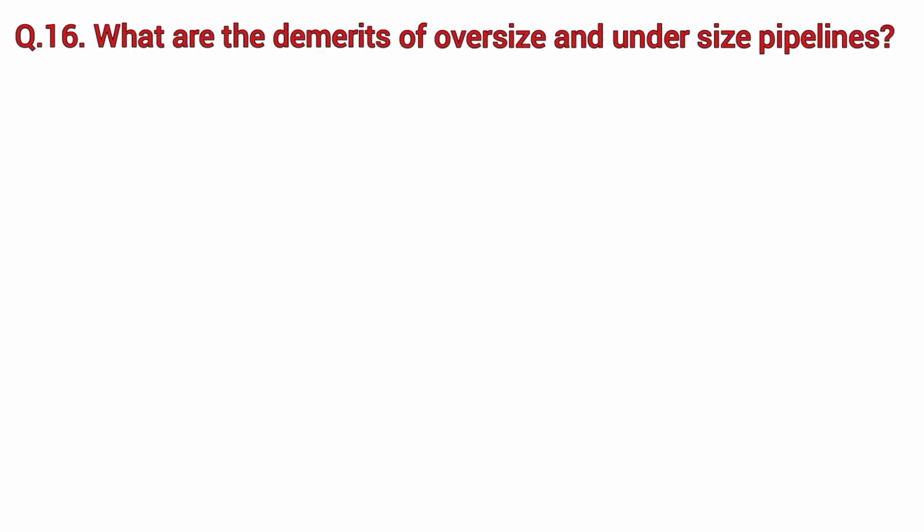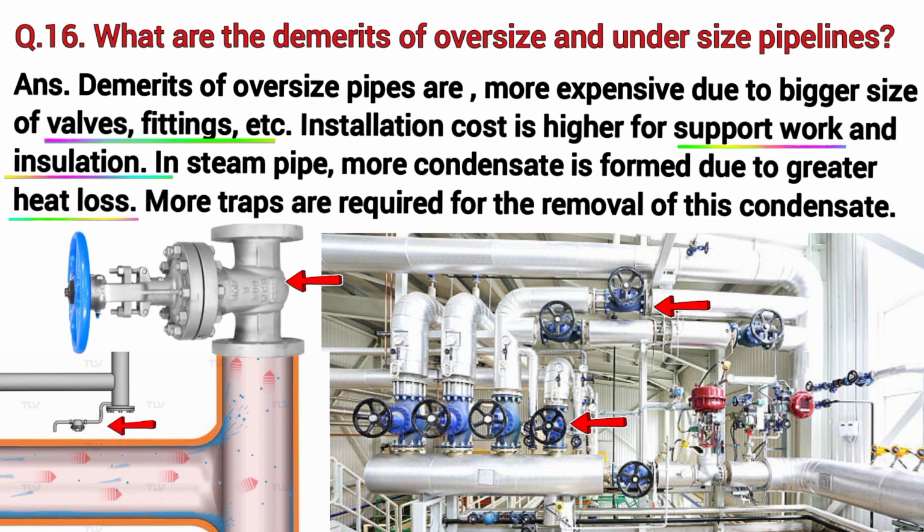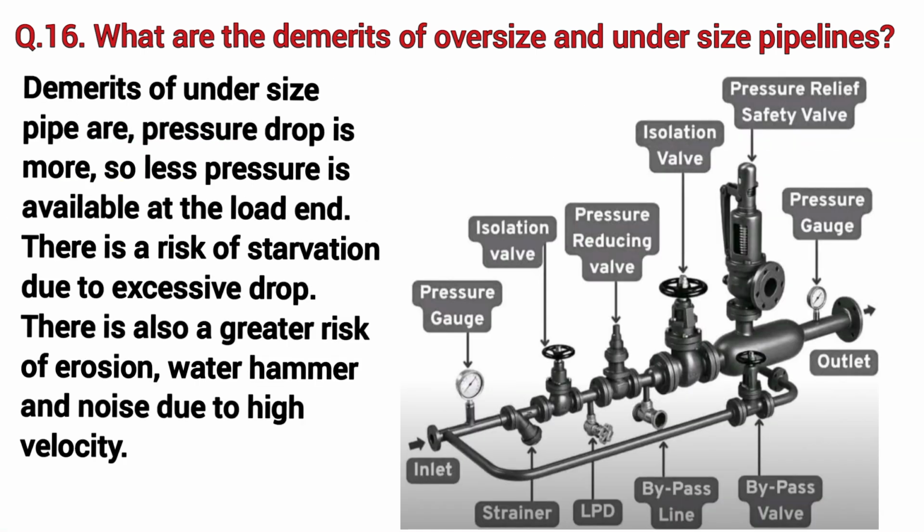What are the demerits of oversize and undersize pipelines? Demerits of oversize pipes are: more expensive due to bigger size of valves, fittings, etc. Installation cost is higher for support work and insulation. In steam pipe, more condensate is formed due to greater heat loss. More traps are required for the removal of this condensate.